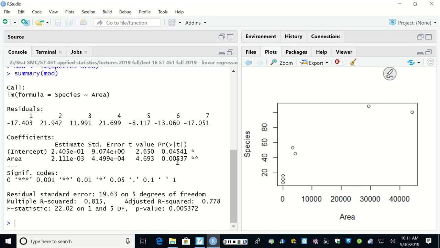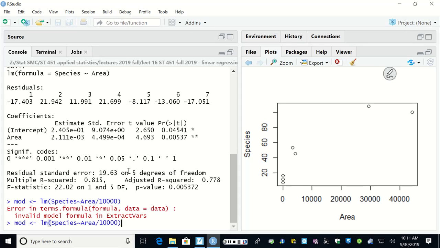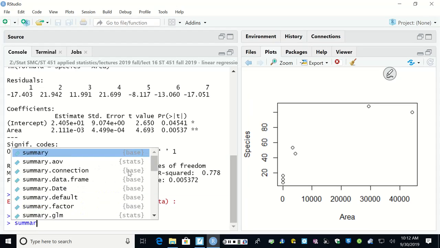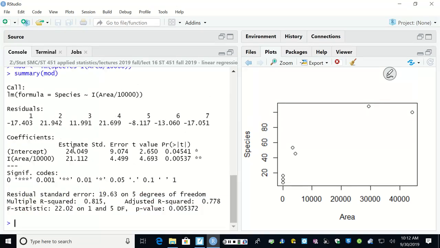One thing you can do when the scales are so different: if we divided the area by 10,000, say, you just do a little trick in R to tell it to do that. If that's done, then we summarize that thing, and it changes the coefficients here now. So per 10,000, the plot would be made different too.